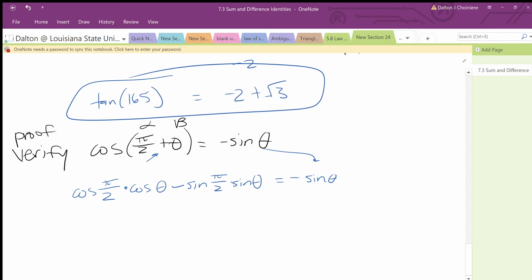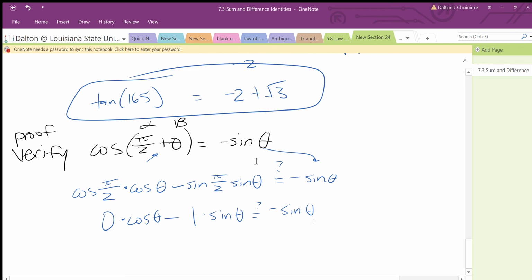Well, now you actually know some of these numbers. The cosine of pi over 2, if you're looking at your unit circle, cosine is the x value. The x value at pi over 2 is 0. So then I have 0 times the cosine of theta. We don't know what cosine of theta is. Minus the sine value at pi over 2, which is 1, times sine theta. And I should be carrying my question mark symbol, sorry. Is that equal to negative sine theta?